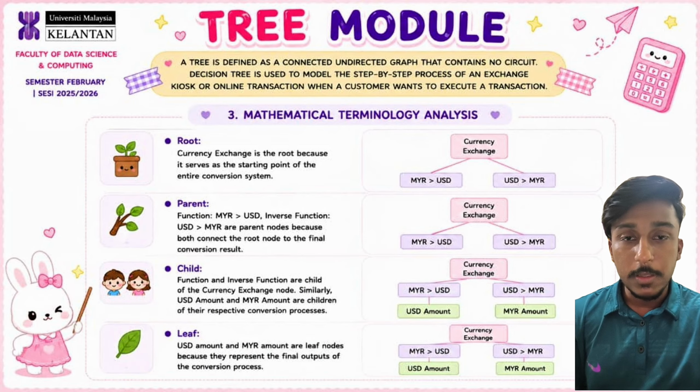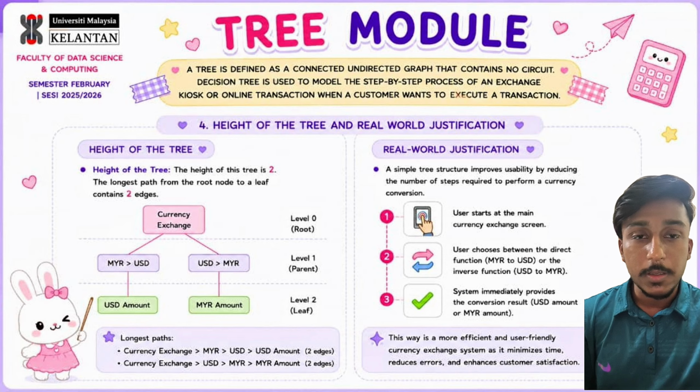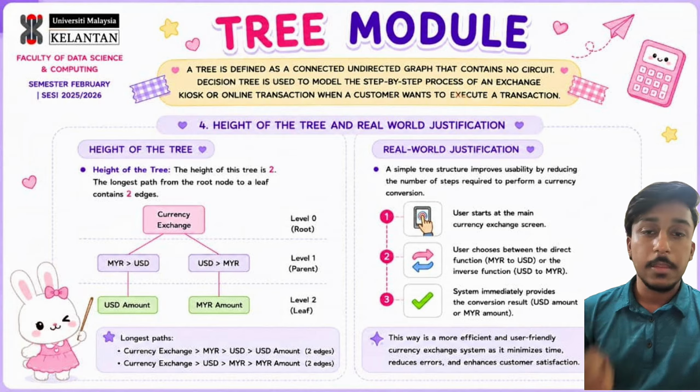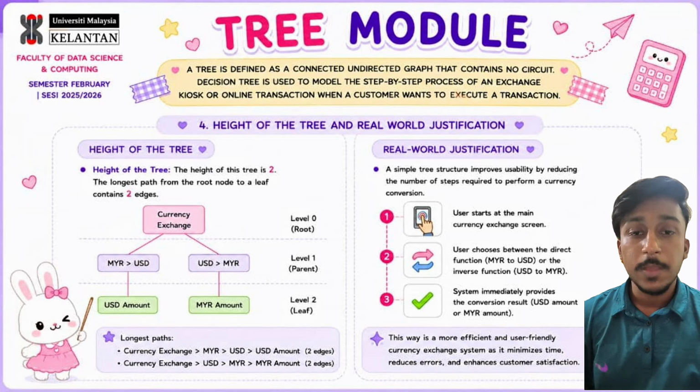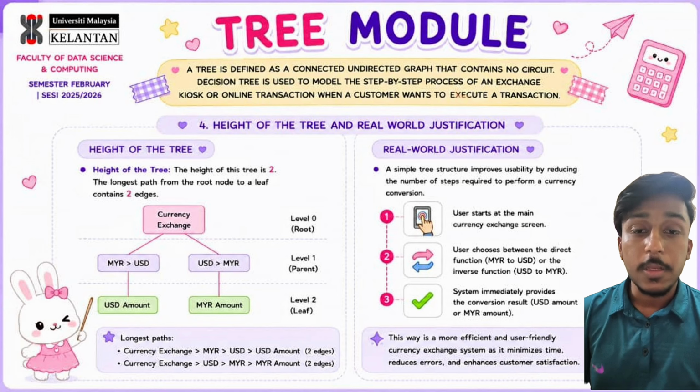Finally, the conclusion. This project shows how discrete mathematics applies in real life. The function explains currency conversions. The graph theory shows relationships between entities, and the tree structure simplifies the decision process. Overall, it helps us understand how mathematical models can represent a real financial system in an organized way.